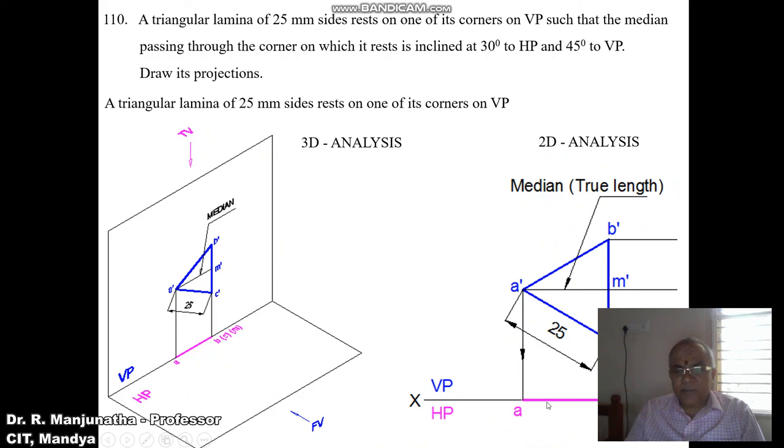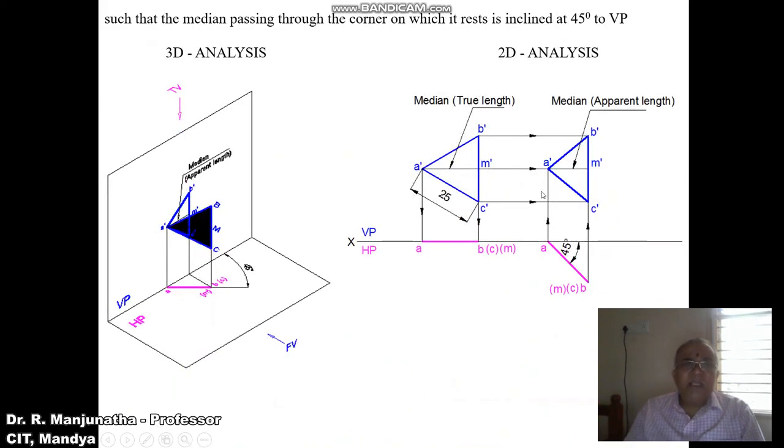As the median is parallel to VP, A dash M dash will be in the true length, because this is the median here, which is parallel to VP. So you are getting the true length. Then he says that the median passing through the corner on which it rests is inclined at 45 degrees to VP. So here the corner is resting on VP, and the surface makes an angle of 45 degrees to VP. You can see that the surface makes an angle of 45 degrees to VP.